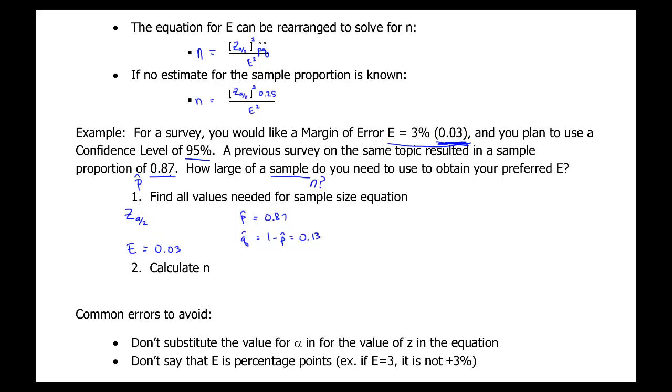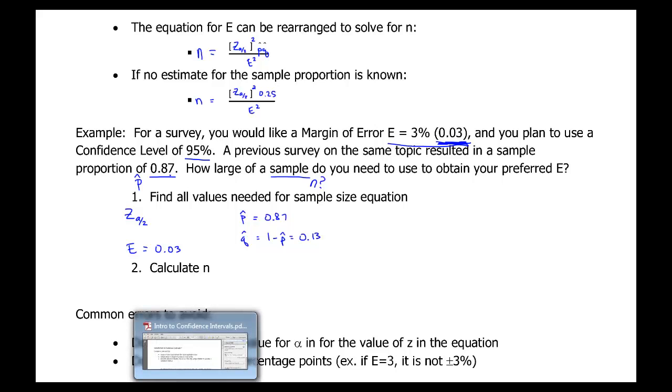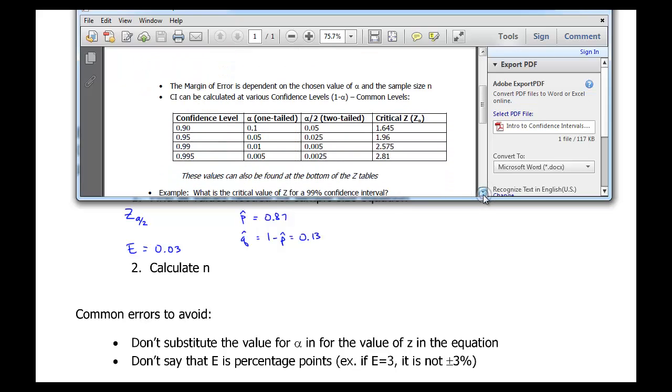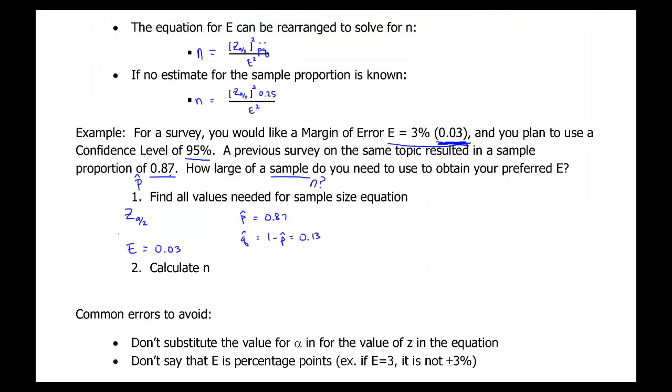And z for alpha over 2, if we bring that table back up, we want a 95% confidence interval. So for a 95% confidence level, follow that over, we need to use 1.96 for z. Okay, now we can plug all of those into our equation. So the equation is our z score squared times p hat, which is 0.87, times q hat, which is 0.13, divided by the margin of error squared.